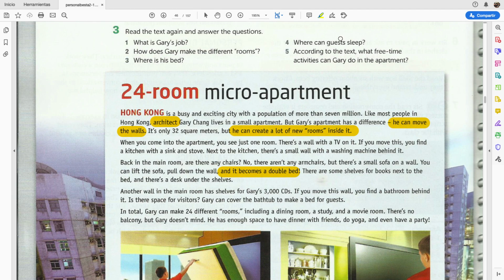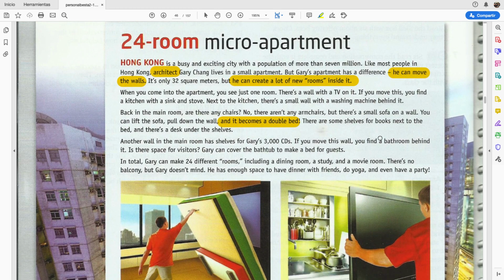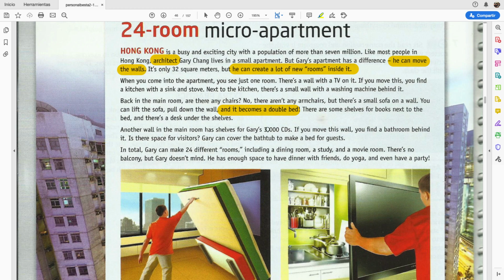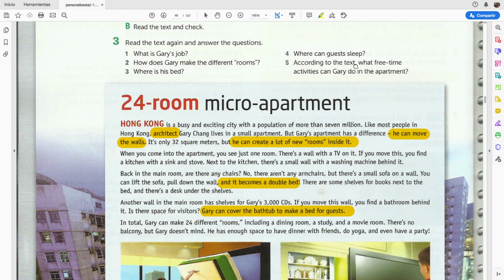Where can guests, people that he invites, sleep? If you look at paragraph number 4, here says that if you move this wall, you find a bathroom behind it. Is there a space for visitors? Gary can cover the bathtub to make the bed for guests. The bathtub is the tina de baño. And here says that he can cover it to make a bed for guests. Wow, he's very creative.